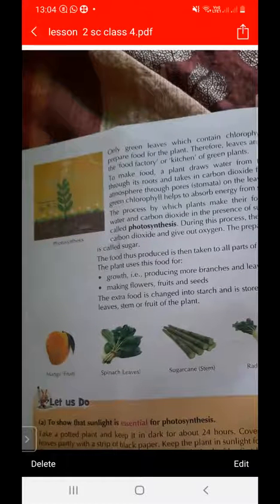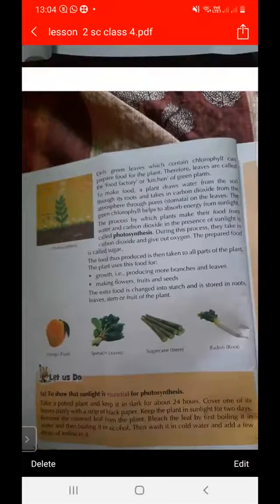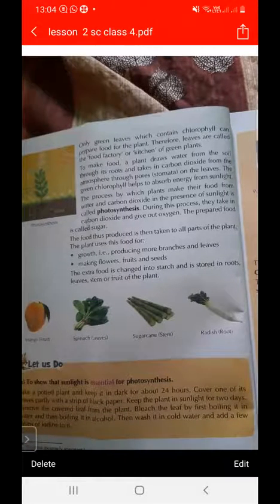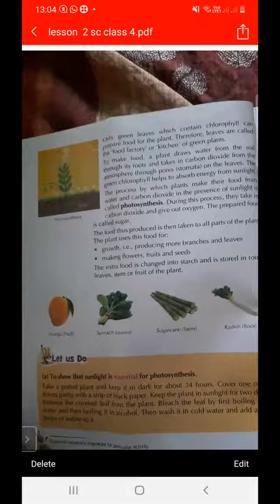And then the extra food is converted into starch, and it is stored in the leaves, stem, or fruit of the plant. There are shown mango fruits, spinach leaf, sugarcane stem, radish root. These are the stored food, as shown in the figure.